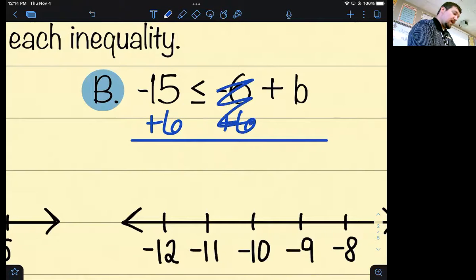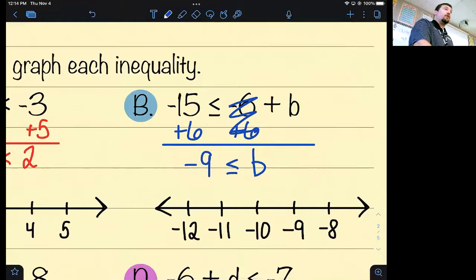Now, when I write this, I write the B on the right side of the inequality symbol, just like it was before. Calvin, negative 15 and positive 6 go to war or join forces? War. Good. Who wins the war? Negative 15. Okay, negatives by how much? 9. There you go.